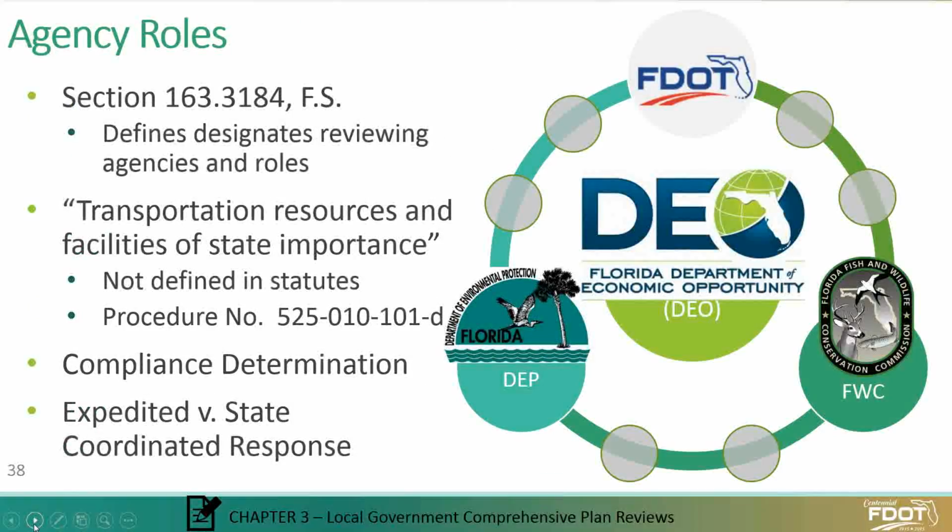In particular, for FDOT, the role that it has in terms of reviewing comprehensive plan amendments for transportation planning is they must focus on what's called transportation resources and facilities of state importance. That means comments during either state-coordinated or expedited review from FDOT reviewers must focus on any resource or facility that's considered of state importance. Now, this term is not defined in statute. This was intended not to be defined in statute, but intended for the state agencies themselves to identify what resources were of critical importance to the state.